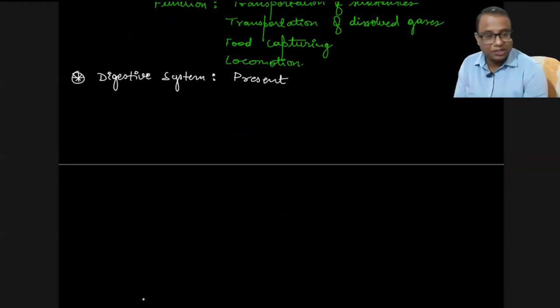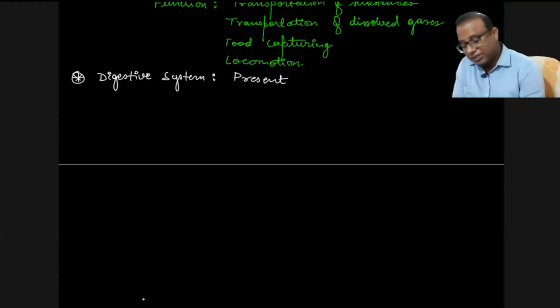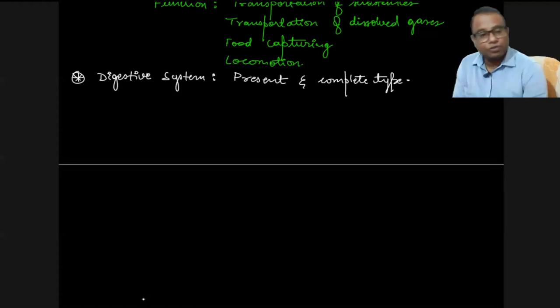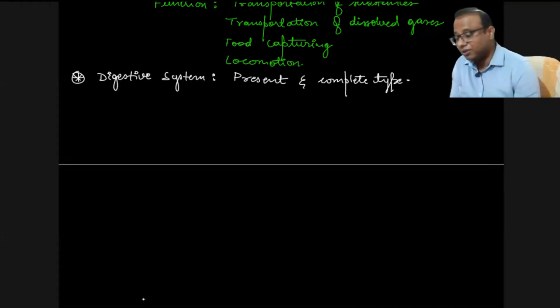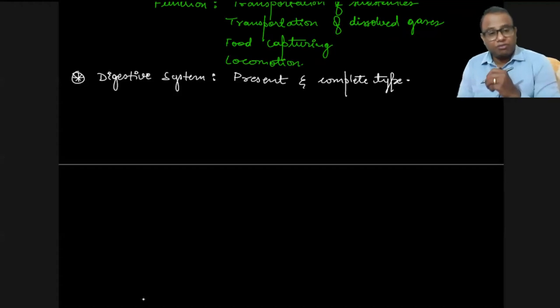The alimentary canal has two openings. The anterior opening is called the mouth, the posterior opening is called the anus. So it is present and complete type, with mouth and anus. Now, what is the location of the mouth and the anus? The mouth is located on the ventral side. The anus is located on the dorsal side. Generally you would expect the mouth to be on the anterior, and anterior means dorsal, so that is what we think, but it is not so.